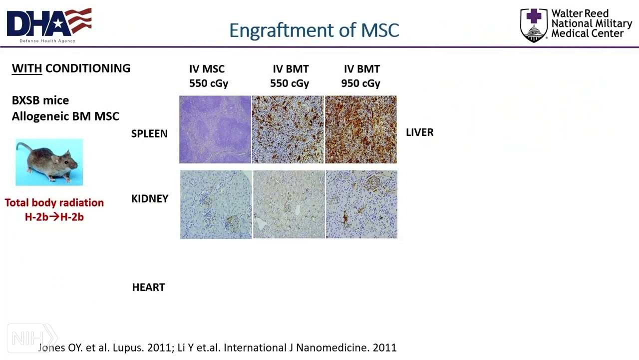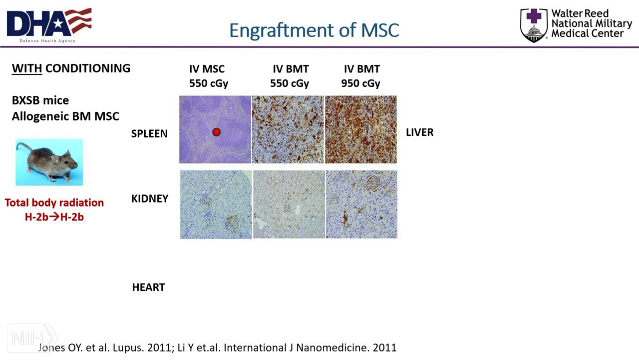So the similar protocol was applied then in mice. This is BXSB lupus mice that we did. And after total body radiation with different levels, either non-myeloablative, where 550 for mouse is non-myeloablative, 950 is lethal irradiation. We were able to show that in total match H2 to H2 transplant of the mesenchymal stem cells did have engraftment.